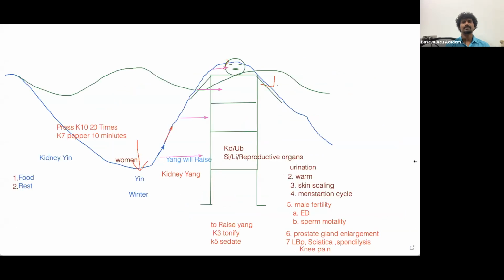For bedwetting, you can do K5 sedation. It works. K3 tonification and K5 sedation will raise the yang. Please note as shown in the picture. If you want to raise yang, K3, K5. If you want to raise yin and sedate yang, K10 press or K7 pepper. Why we chose these points, what is the logic behind it, all those things I will explain to you tomorrow.